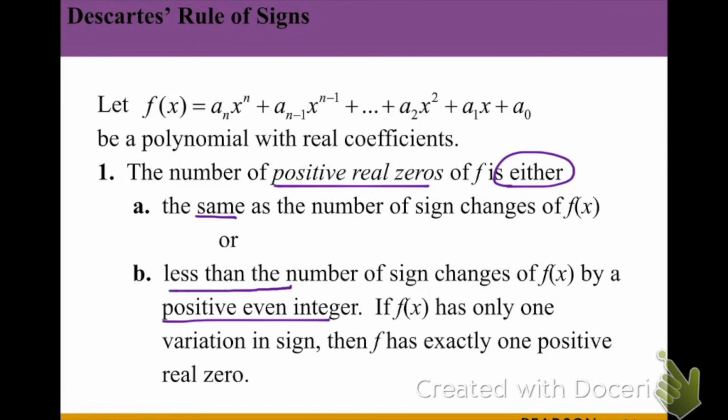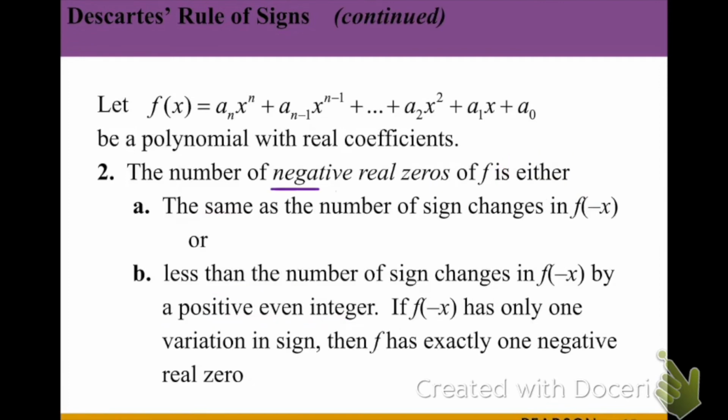So for any polynomial f of x, we know that the number of positive real zeros of that polynomial is either the same as the number of sign changes in the polynomial, or less than the number of sign changes in the polynomial by a positive even integer. If a polynomial has only one variation in sign, then that polynomial is going to have exactly one positive real zero. So by sign changes, we're talking about changing from a positive to a negative in between terms. Same thing with negative signs.